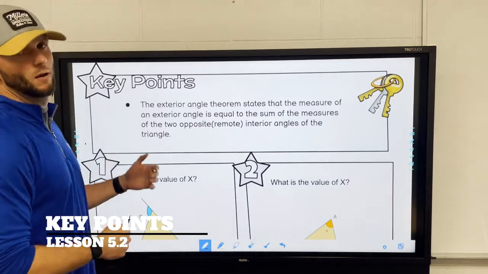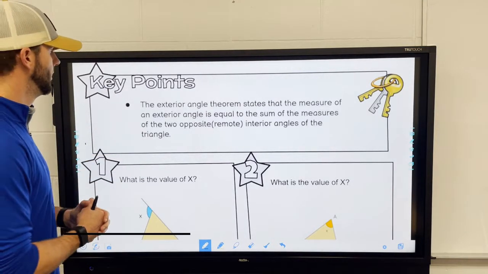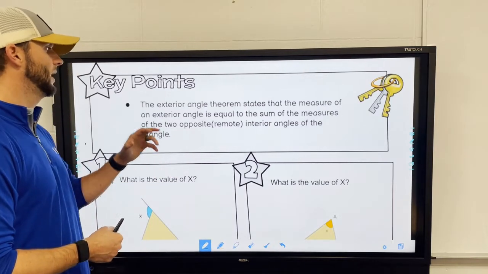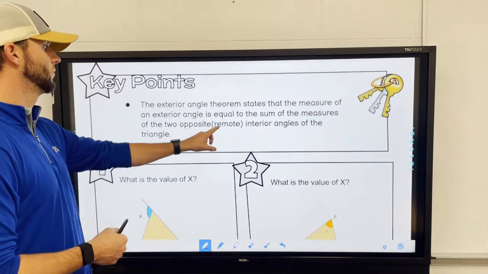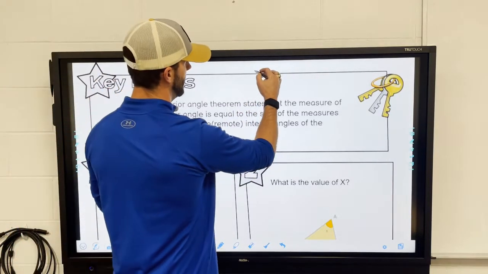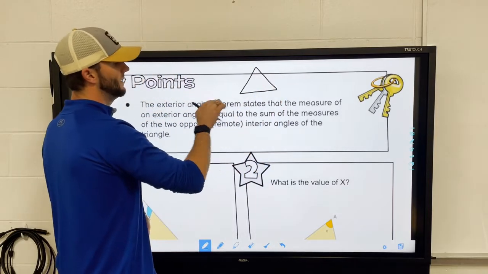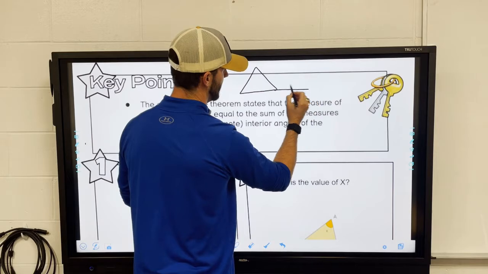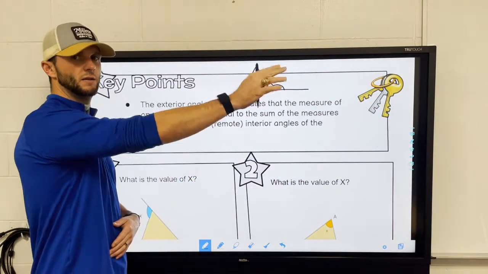All right, so to start out on our key points, first we need to learn the definition of an exterior angle. So it says the exterior angle theorem states that the measure of an exterior angle is equal to the sum of the measures of the two opposite remote interior angles of that triangle. So for example, if you have a triangle, and then on that triangle, one of the angles extends out. So basically, let's say I extend this line out here. So this right here is going to be known as an exterior angle. It's outside of the triangle.